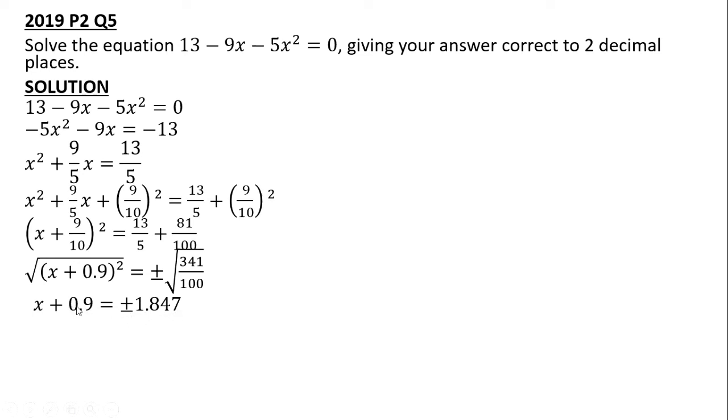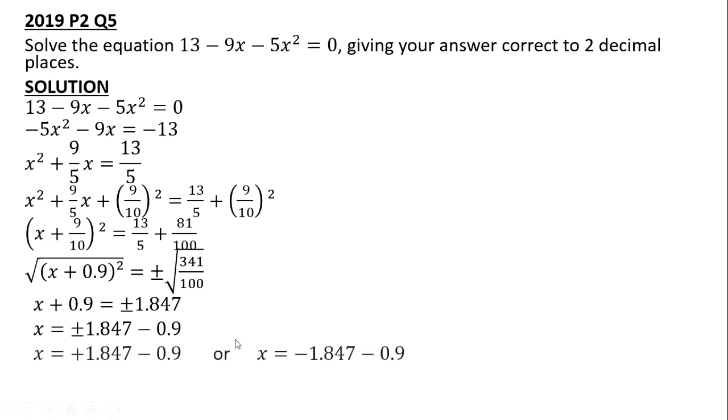We'll transpose the 0.9 from the left to the right. It will become a negative. So our first value of x will be x equal to positive 1.847 minus 0.9. And our second value of x will be equal to negative 1.847 minus 0.9. Therefore, x equal to positive 0.95, or x is equal to negative 2.75.